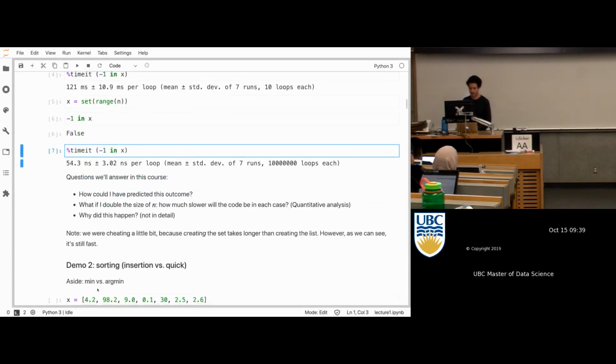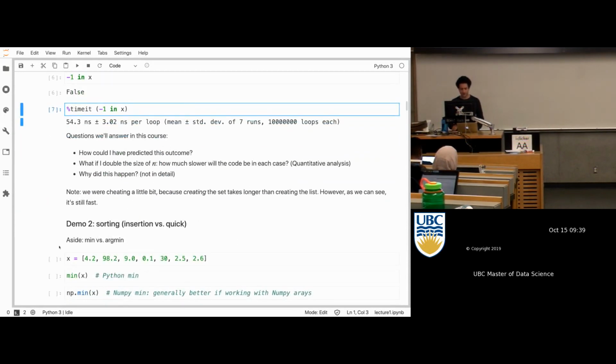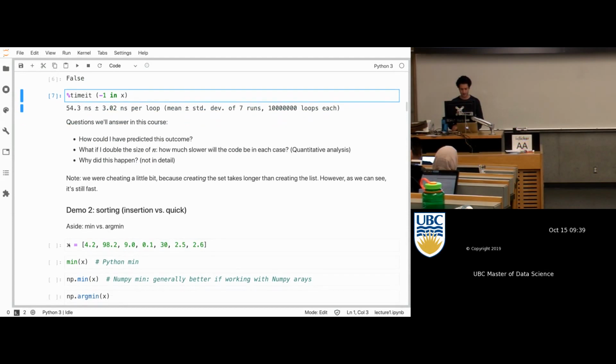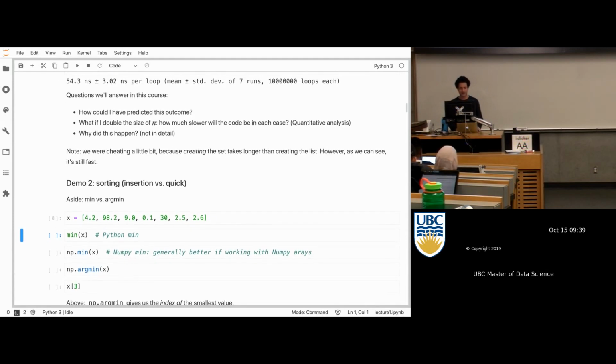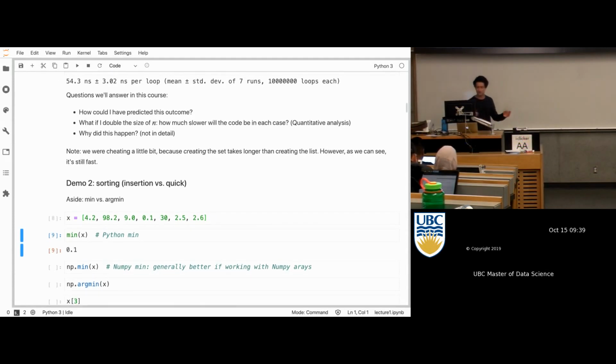OK. Demo number 2. Oh, before we do demo number 2, there's an aside that we need to talk about, which is min and argmin. So here's x. It is a list with, I don't know what, 7 things in it. And I can use min, which is Python's min, and it gives me the smallest element in the list, which in this case is 0.1.